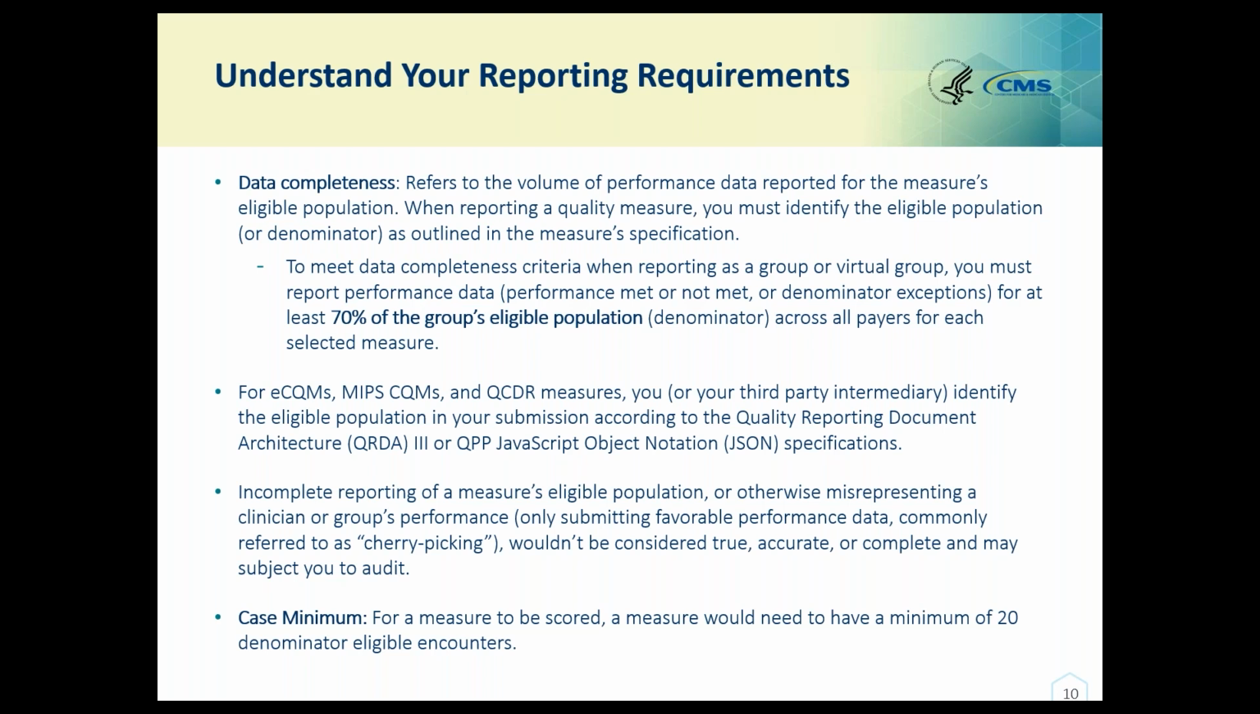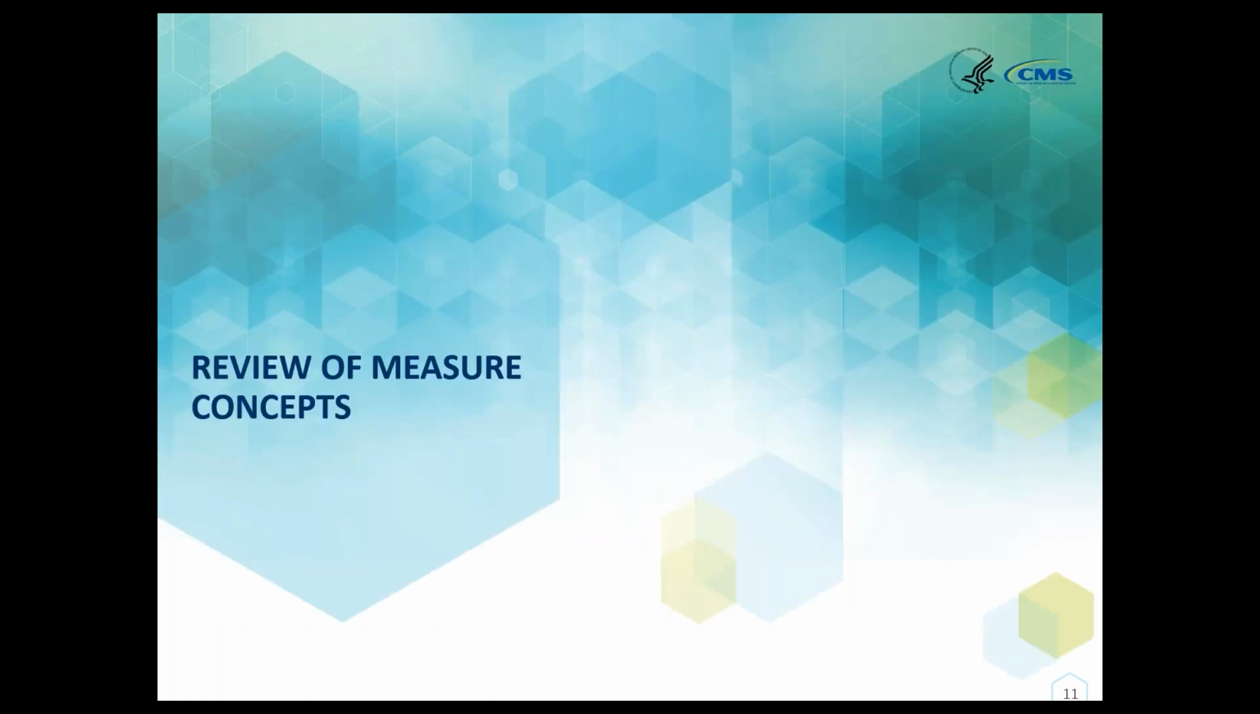So case minimum means for a measure to be scored, a measure would need to have a minimum of 20 denominator eligible encounters. Now I'm going to turn the presentation over to Jamie Welch for a review of measure concepts. Jamie? Thanks, Lisa Marie. Next slide, please.